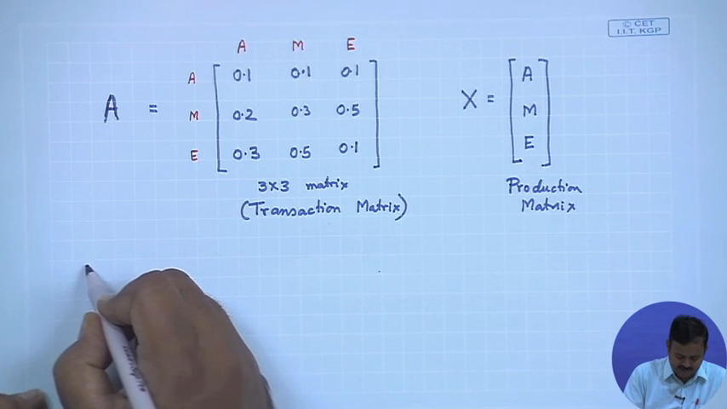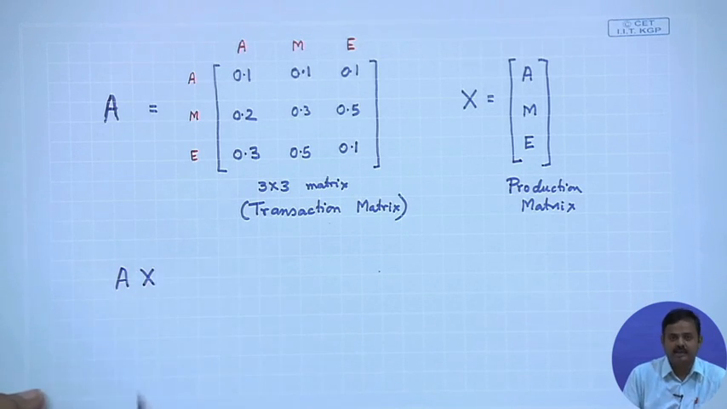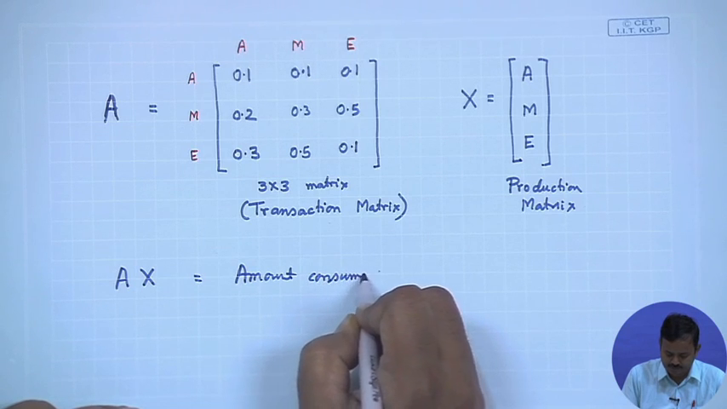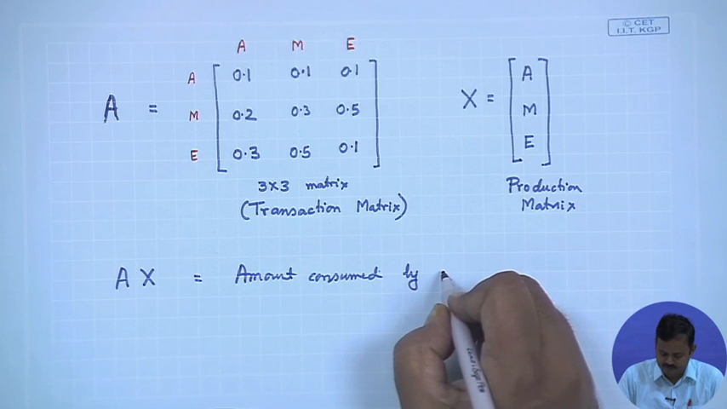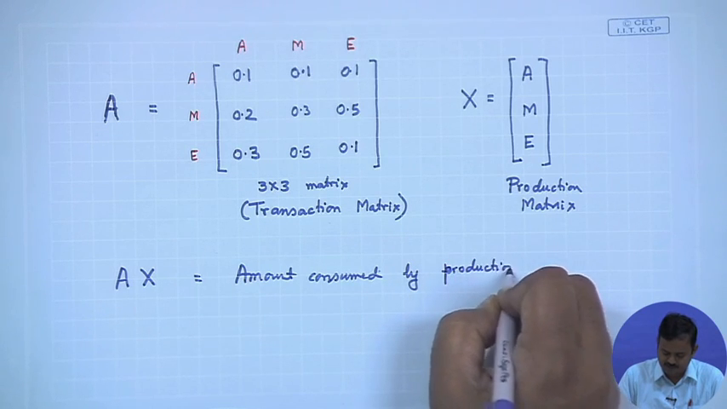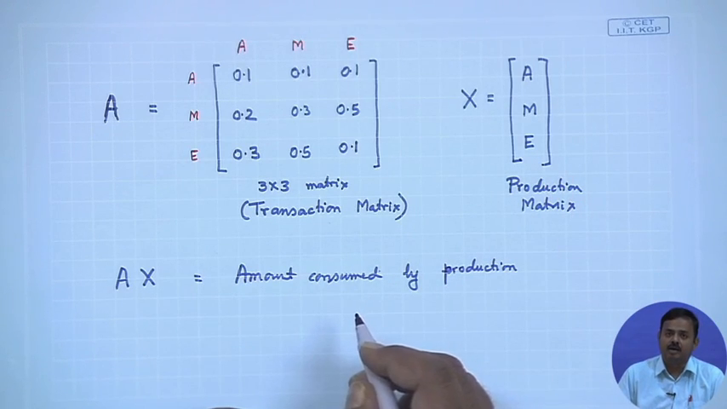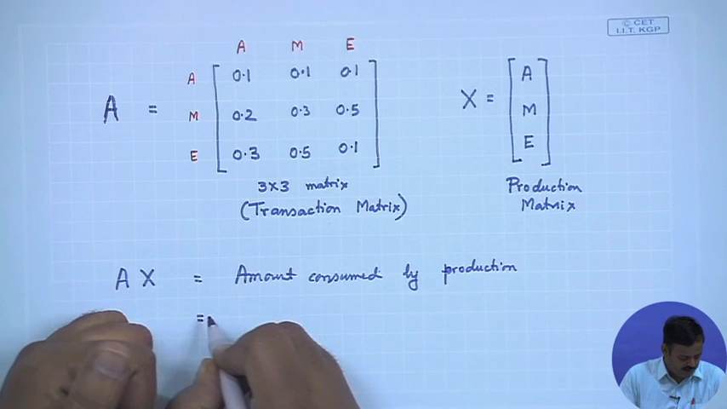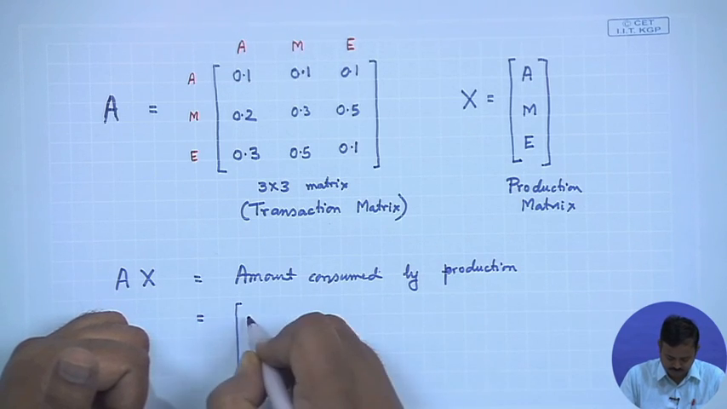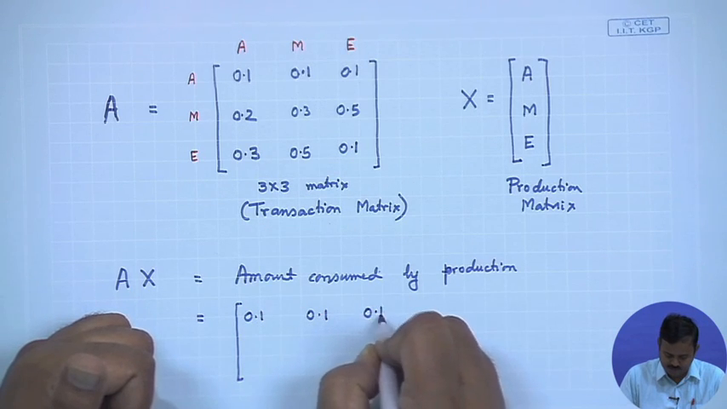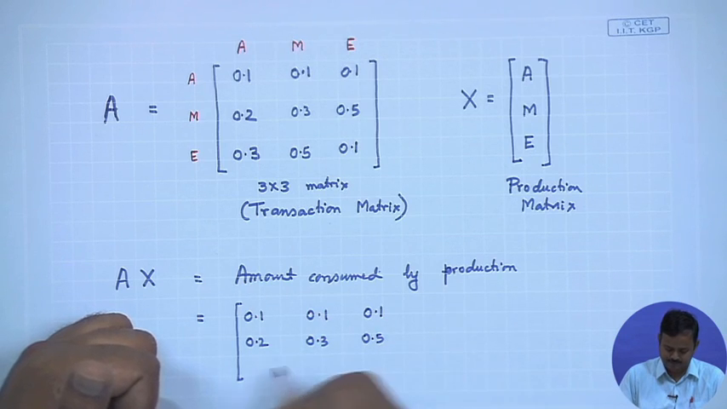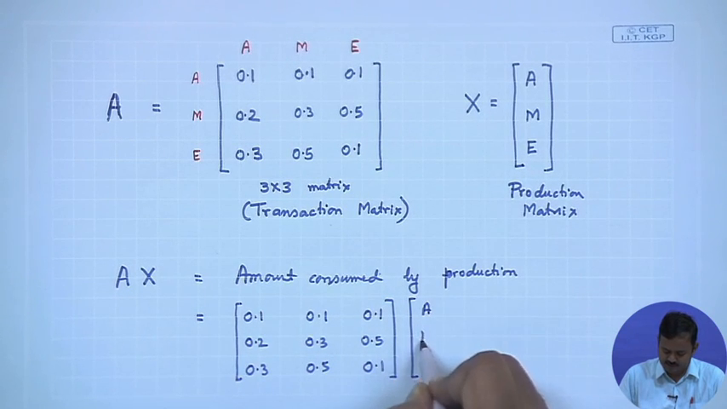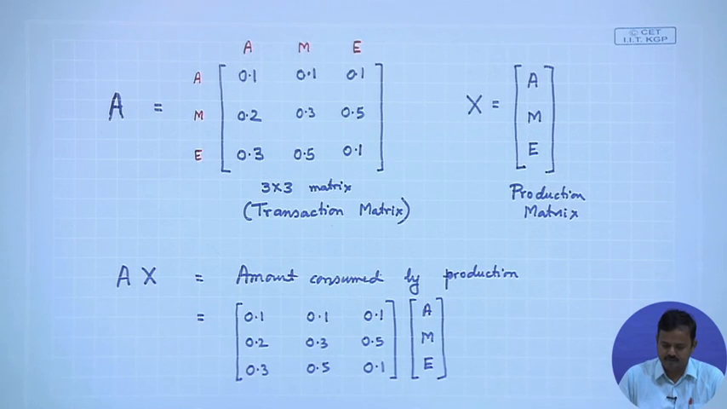So, therefore, if I take A times X, okay, this matrix, what does it denote? It denotes the amount consumed by production. Okay. So, the output of each sector of the economy that is consumed by itself. So, it is the output of the economy that is consumed by itself. So, what is that going to be? Let me write it as 0.1, 0.1, 0.2, 0.3, 0.5, 0.3, 0.5, 0.1, and this times the production of the economy A, M and E. Clear?